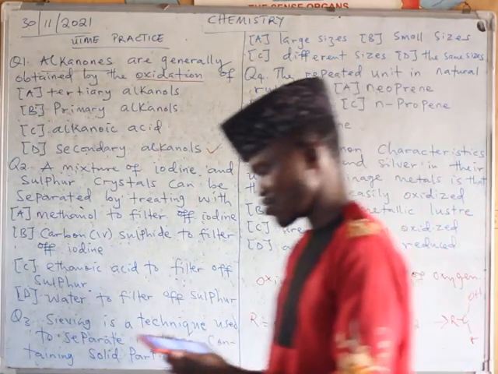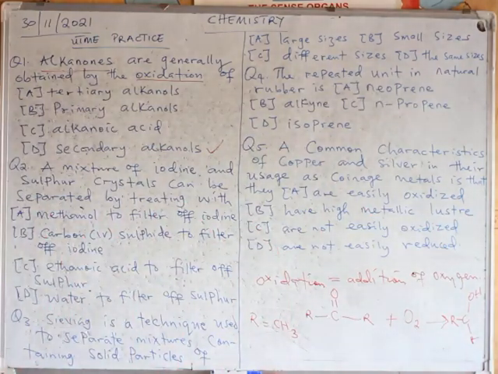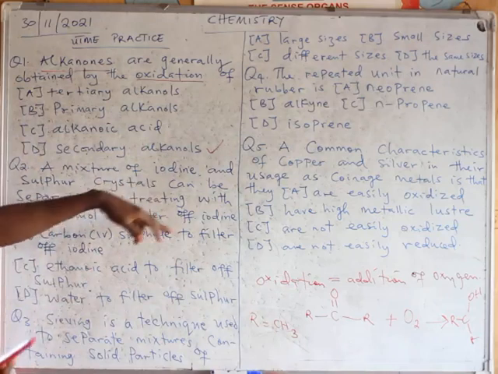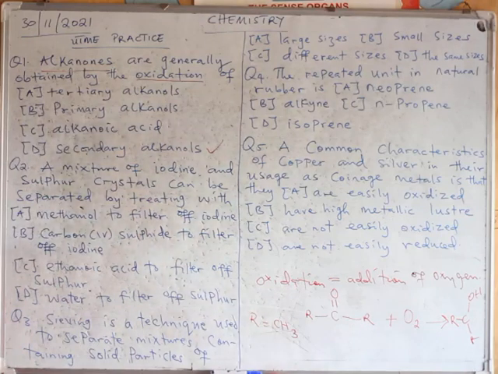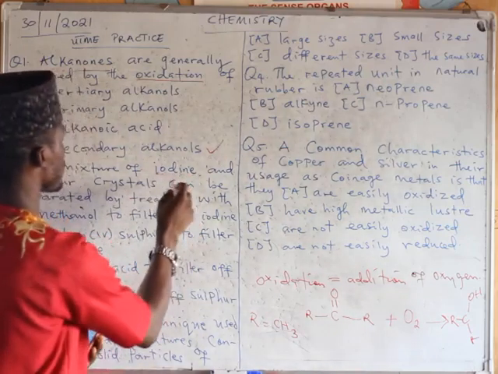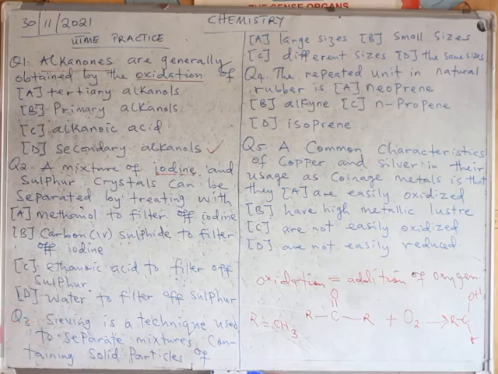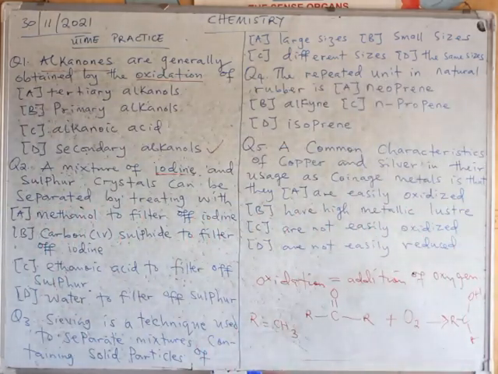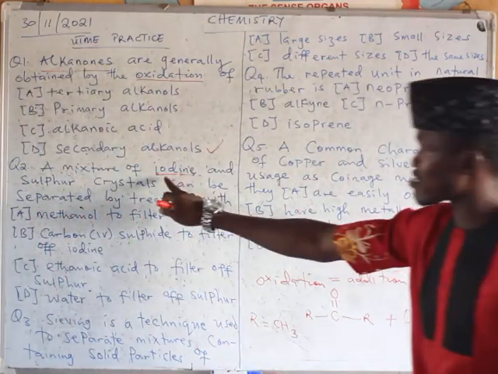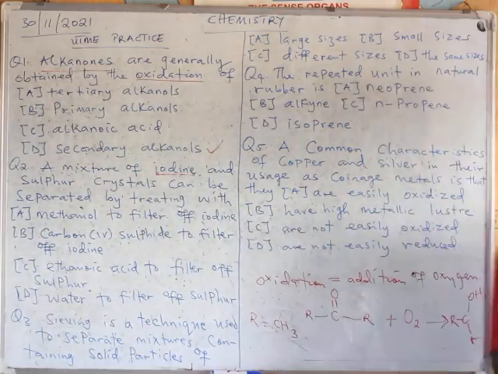All right. So the next question says, a mixture of iodine and sulfur crystals can be separated by treating with what? You know what iodine is, isn't it? Remember, iodine is one of the substances that can easily sublime. What do you mean by sublimation? If iodine can sublime, it means it can undergo sublimation.